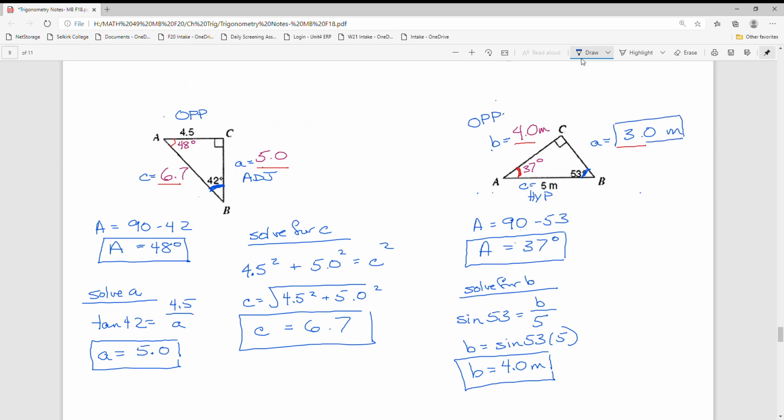So the way I got to that was solving for side A. Using Pythagorean theorem, I'd have A squared plus 4.0 squared equals 5 squared. So A would equal the square root of 5.0 squared minus 4.0 squared. A would equal, on my calculator, 3. Don't even have to round that one.